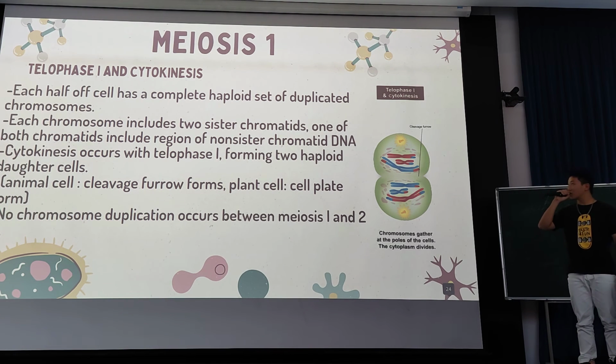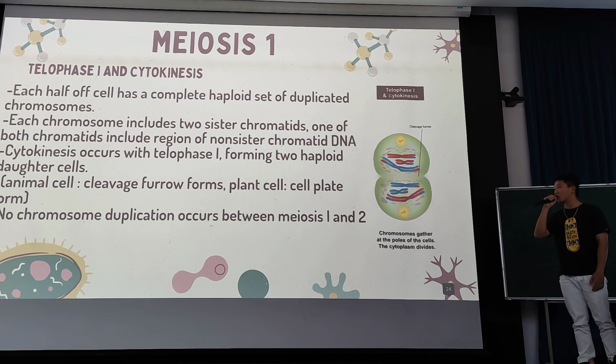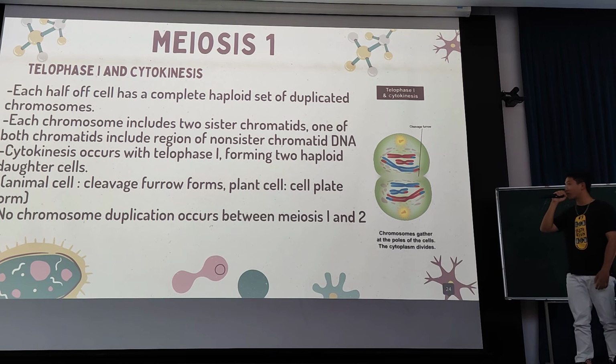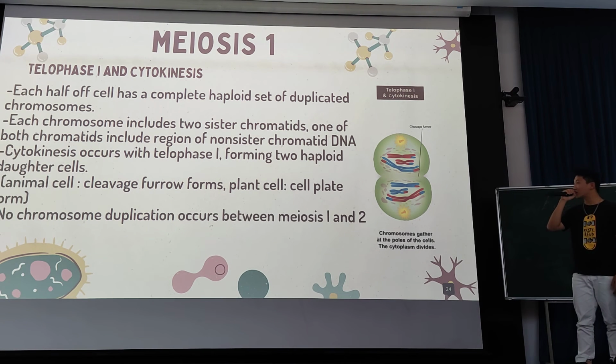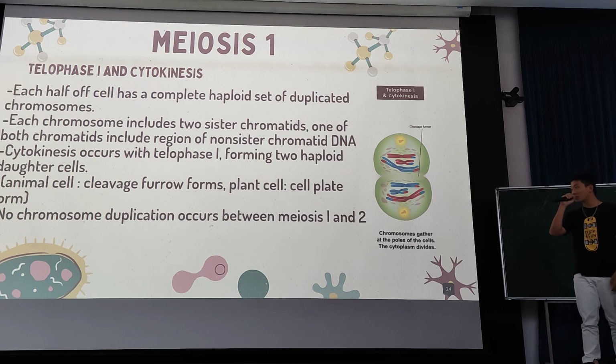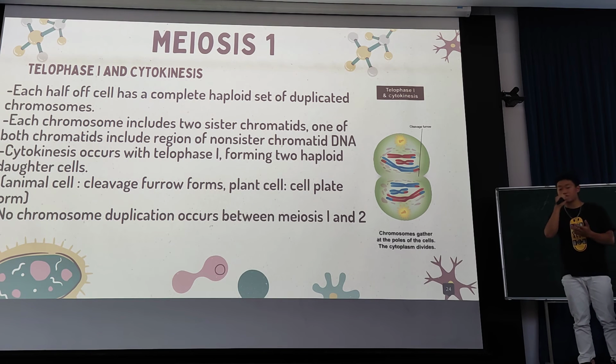cytokinesis come next. Each half of a cell has complete haploid set of duplicated chromosomes. Each chromosome includes two sister chromatids. One or both chromatids include regions of non-sister chromatid DNA. Cytokinesis occurs with telophase 1, forming two haploid daughter cells. In animal cell, the cleavage furrow forms, but in a plant cell a cell plate forms.